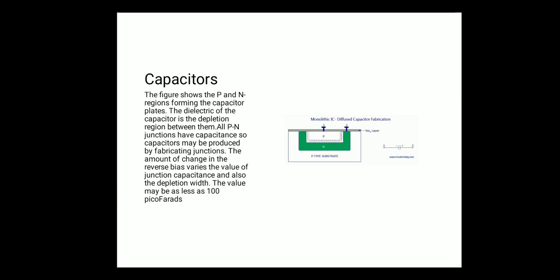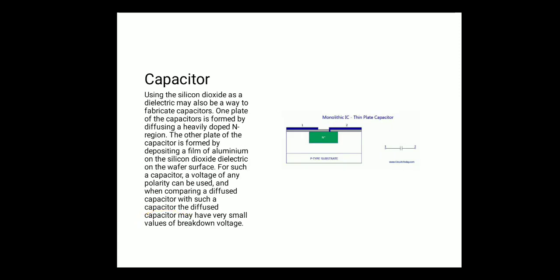Now the capacitors. The capacitor may also have p and n type regions where the dielectric of the capacitor is the depletion region between them. All the p-n junctions have capacitance, so capacitors may be produced by fabricating junctions. Using SiO2 as the dielectric material, we may also fabricate a capacitor.